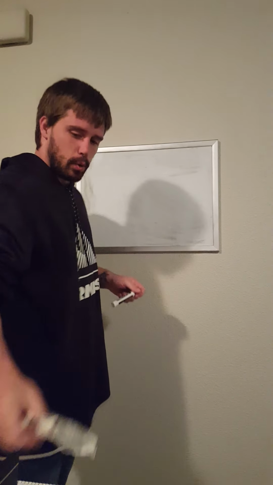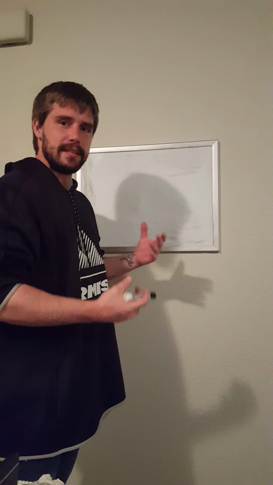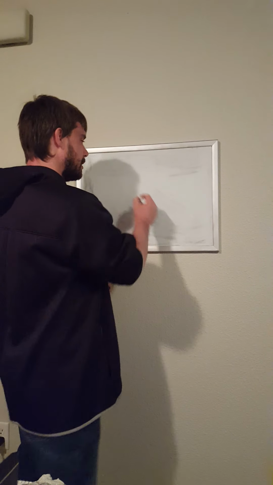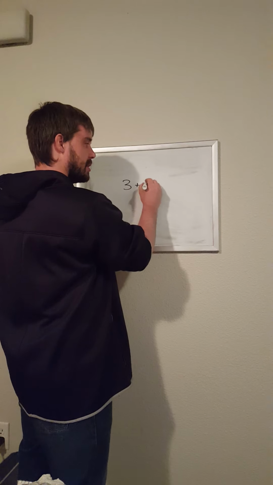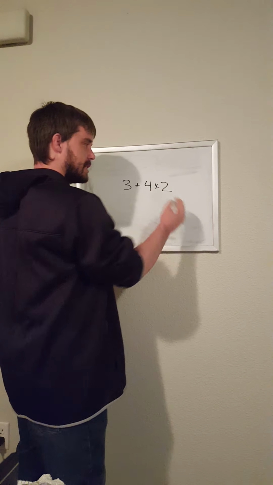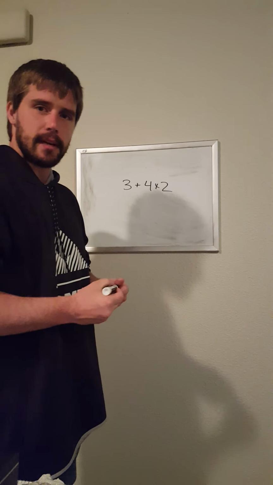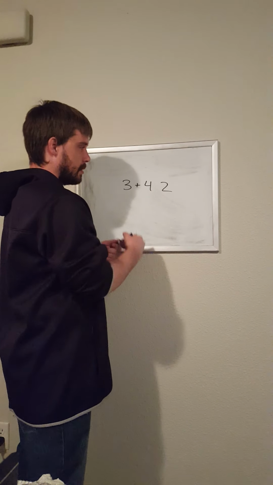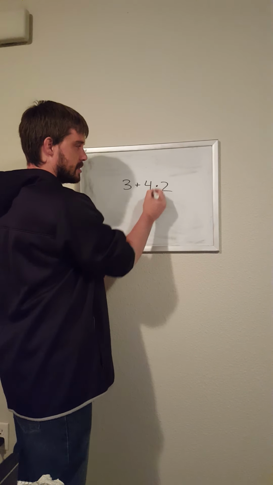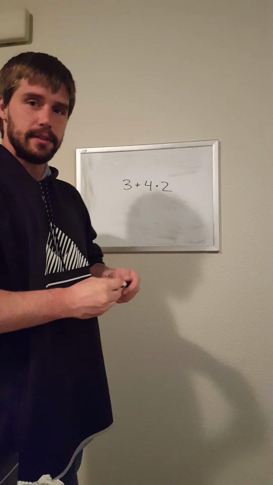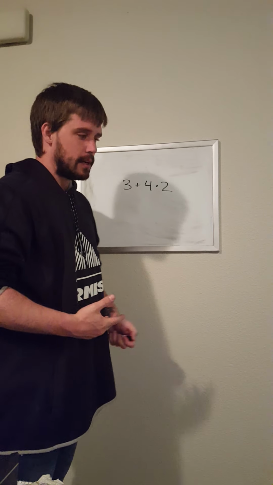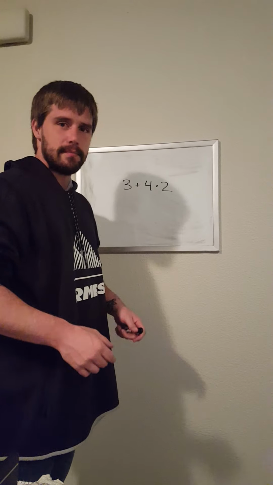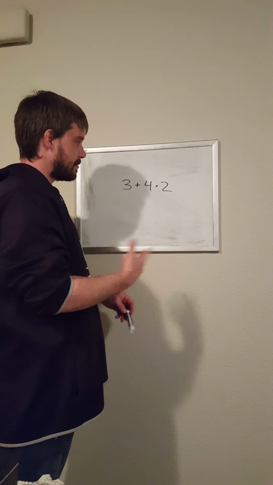So the order of operations is really important when we start to mix these operations. So if I have 3 plus 4 times 2, and I'm going to use a dot to represent multiplication. I don't like to use the X or the cross because I like to use X, the letter, in math. So I like to use the dot for multiplication.